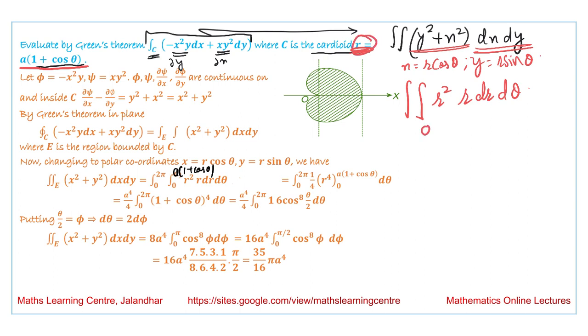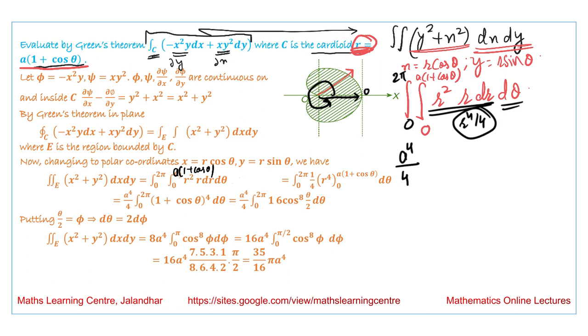For the limits, if we draw a line over here, r is varying from 0 to a into 1 plus cos theta. The value of theta is 0 at the start, and to cover the complete cardioid it varies from 0 to 2 pi. If we integrate, this becomes r raised to the power 4 by 4. So we obtain a raised to the power 4 by 4, integration 0 to 2 pi, of 1 plus cos theta raised to the power 4 d theta.